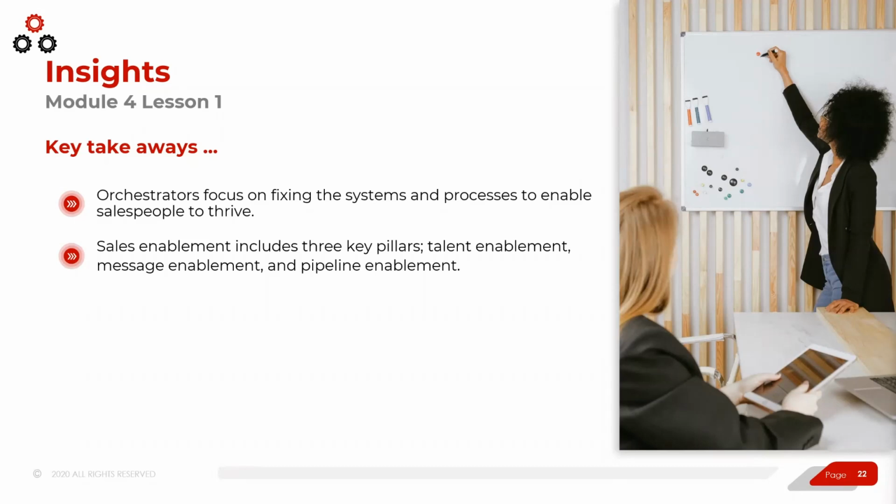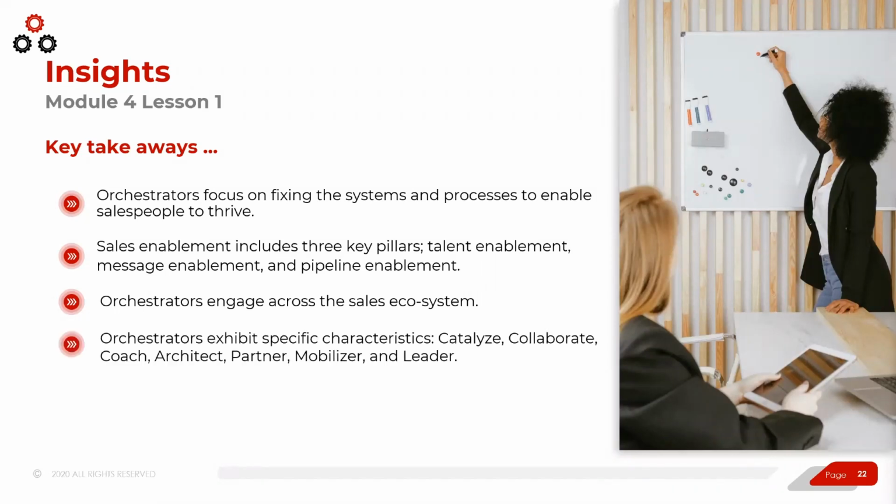Typically, in what we saw across these job descriptions, the most common domains or pillars of enablement are message enablement, talent enablement, and pipeline enablement. I'll explain these in more detail in future courses. Also, you'll see in these job descriptions that it's about partnering and creating the right types of initiatives to impact the ecosystem. They don't exactly say the ecosystem, but you can tell that they're focused more broadly than just quote unquote training. And remember, to do this, you've got to exhibit the attributes of being an orchestrator. You could think of those as, how do we partner, catalyze, mobilize, lead, coach, architect, etc.